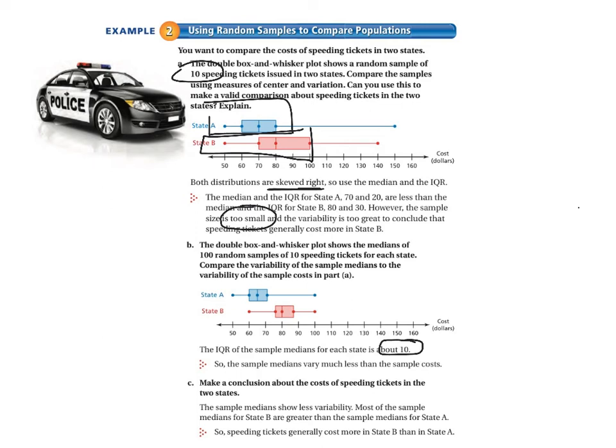Make a conclusion about the costs of speeding tickets in the two states. It says the sample medians show much less variability. Most of the sample medians for state B are greater than the sample medians for state A. So speeding tickets generally cost more in state B than in state A.